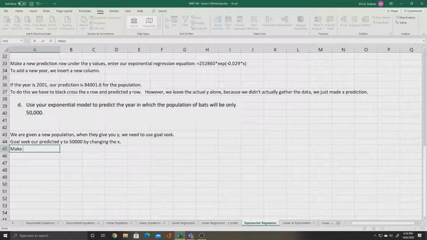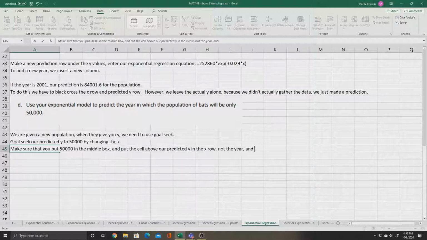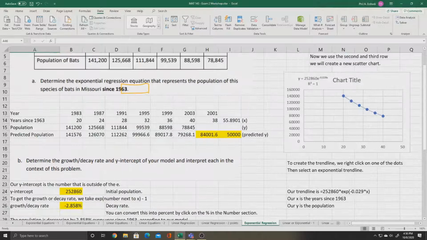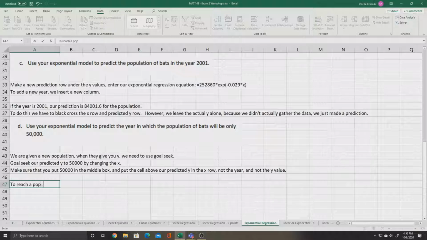Now, I want to specify once again, make sure that you put 50,000 in the middle box and put the cell above our predicted Y in the X row, not the year and not the Y value. We have to be really careful we specify this space in particular. So we find that to reach a population of 50,000, we need an X of 55.89.